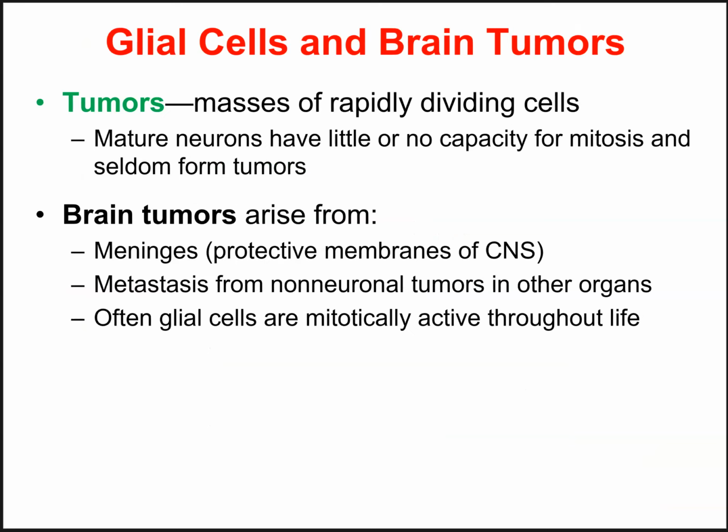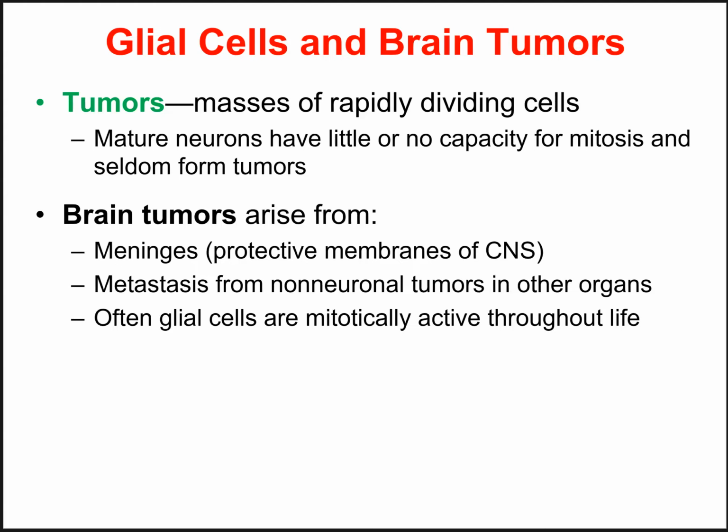So the glial cells play a very important role in tumors, which are masses of rapidly dividing cells. Once mature, neurons don't have much capacity for mitosis and seldom form tumors. So neurons themselves don't do a lot of cell divisions. Once they mature, that is it.